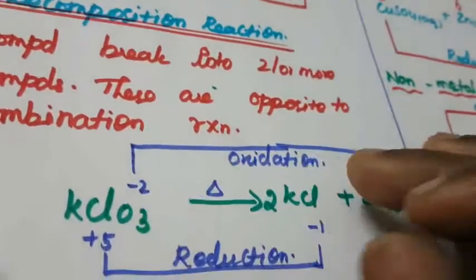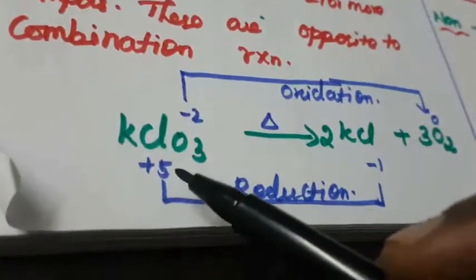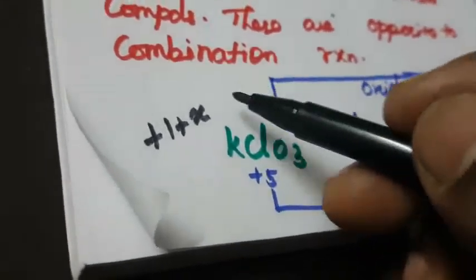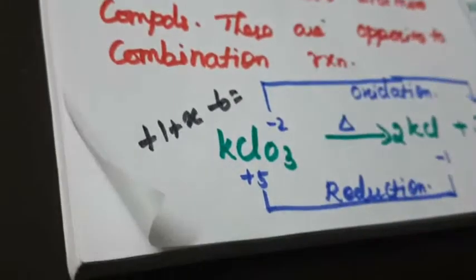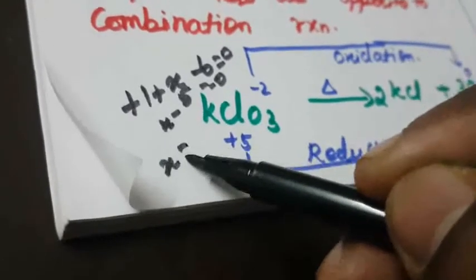So that is the decomposition, that is potassium chloride, right? So here, how to calculate the oxidation number of chlorine? That is potassium. What is the oxidation number of potassium? That is plus 1, right? Potassium plus 1. Chlorine we assume that is X, right? Oxygen is minus 2 into 3, minus 6. What is the charge? Plus 1 plus X minus 6 equal to 0. X minus 5 equal to 0. X is equal to plus 5.